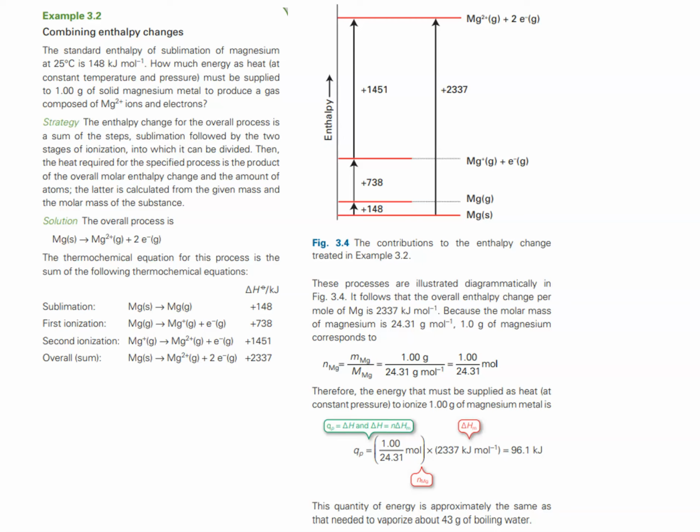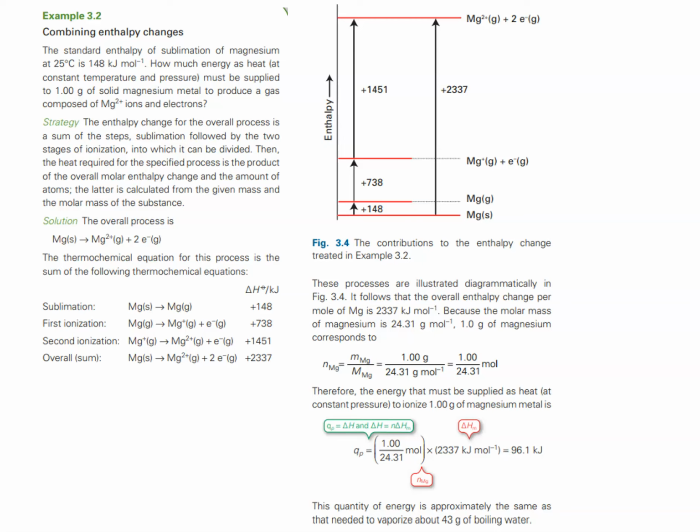So the strategy for this question: the enthalpy change for the overall process is the sum of the steps. So sublimation followed by 2 stages of ionization into which it can be divided. Then the heat required for the specified process is the product of the overall molar enthalpy change and the amount of atoms. The latter is calculated from the given mass and the molar mass of the substance. So let's take a look at what the solution looks like.